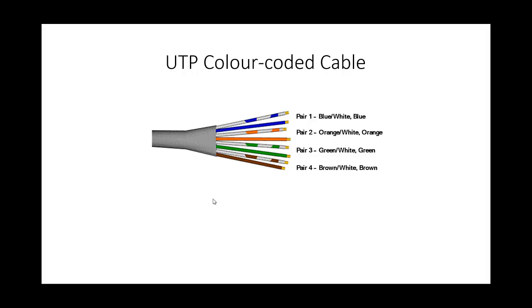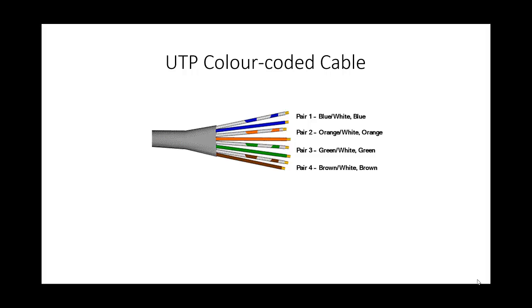Each pair of wires has one wire with a solid colour and the other white with a stripe of the same colour through it. As you can see, you've got blue, solid blue and blue stripe, orange, orange stripe, and so on. So holding the cable so that the end points to the right, as shown in the diagram, and the metal contacts of the RJ connector are facing you, the pins are numbered sequentially from pin 1 at the top to pin 8 at the bottom.